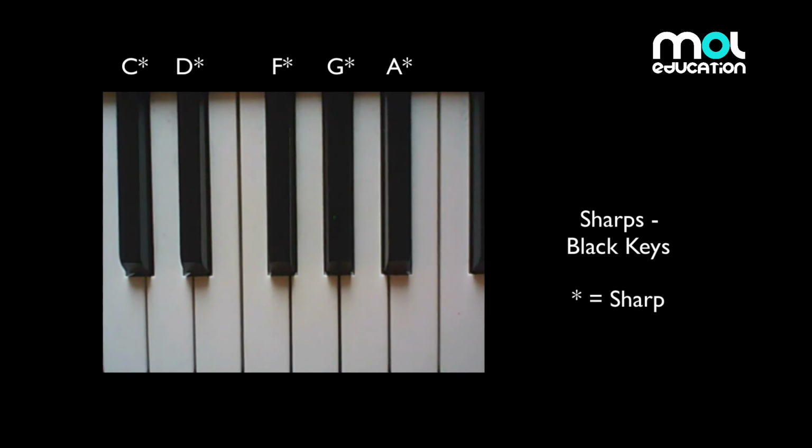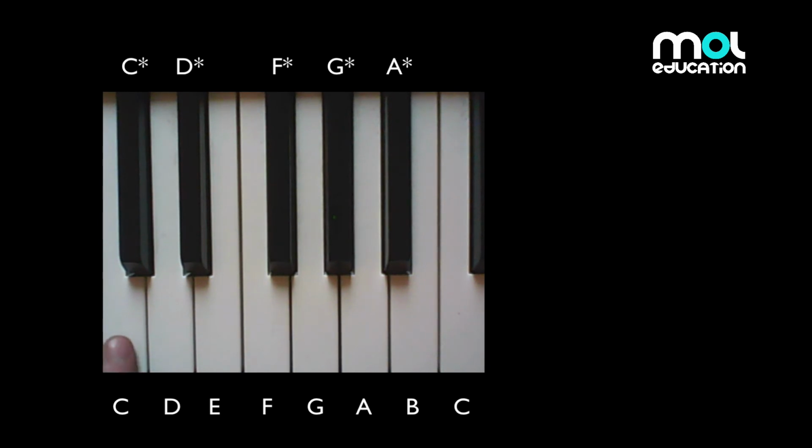Just to name all of the notes for you from right to left, it goes C, C sharp, D, D sharp, E, F, F sharp, G, G sharp, A, A sharp, B, and back to C. Okay guys, so that is all of the notes that exist within one octave on the keyboard.